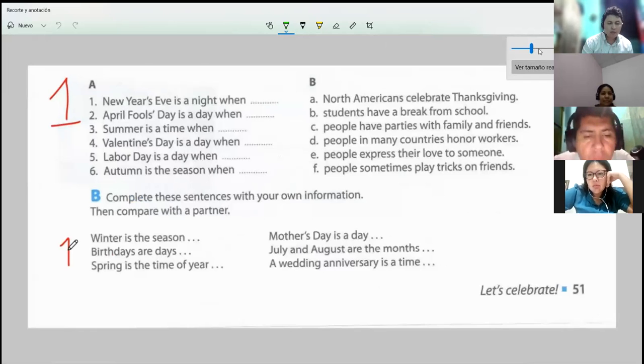Tenemos que ir emparejando, teacher. Yes, sir. Correct. New Year's Eve is a night when... Trátenlo de leer todo, y las opciones A y la B, y después poquito a poco van a ir descubriendo. New Year's Eve is a night when North America celebrates Thanksgiving. No.